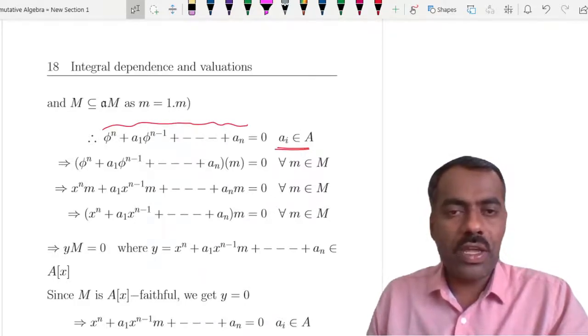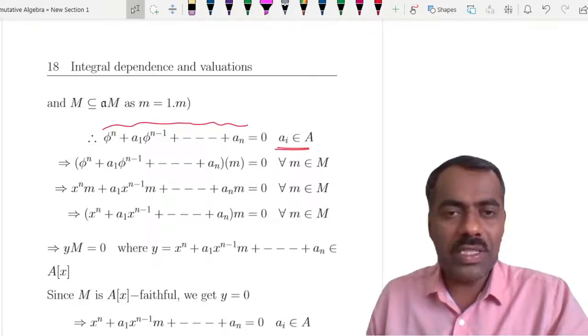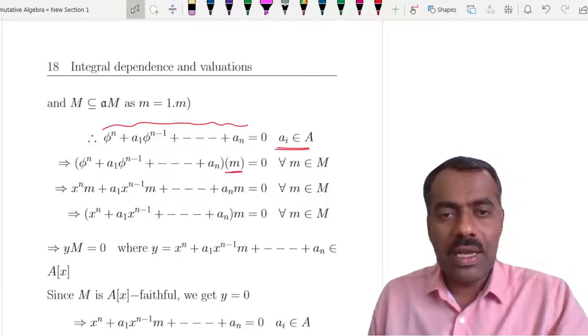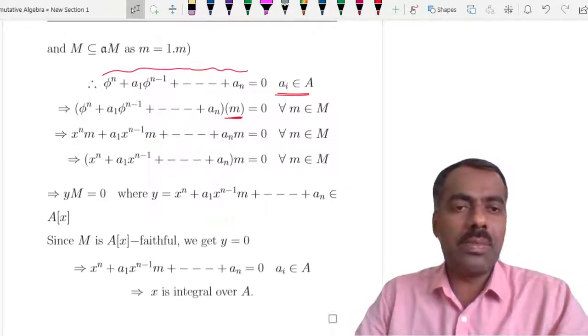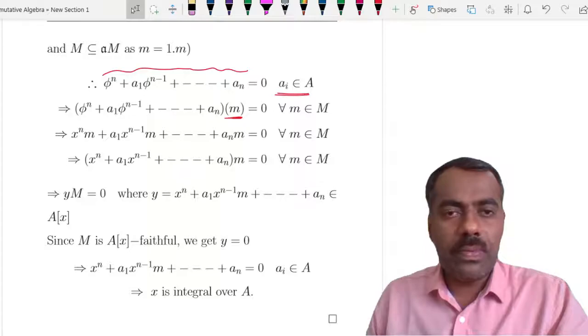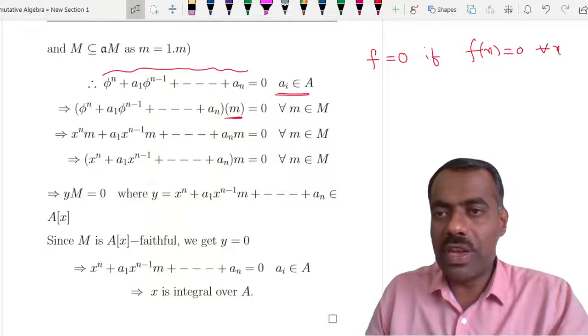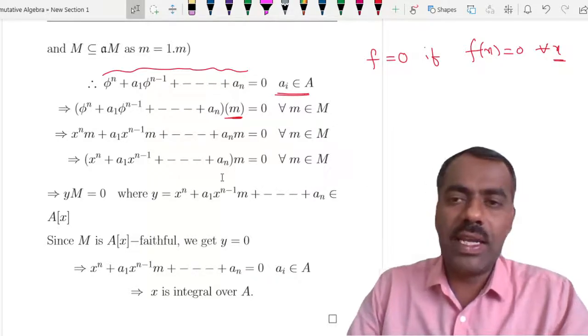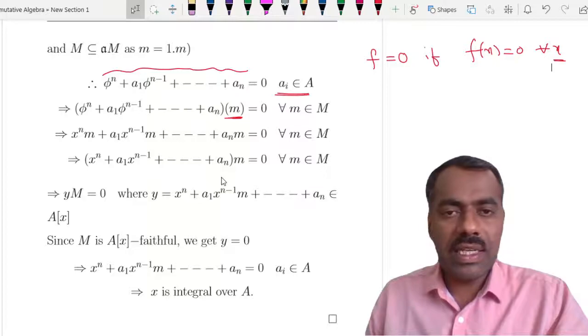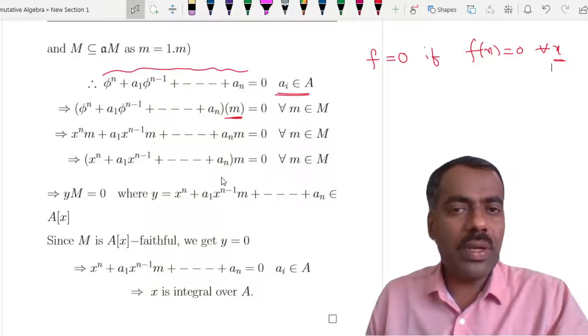Okay, so when we say that some map is a 0 map, every element is sent to 0. That means, just like f, we say that it is 0 if f of x is equal to 0 for every x coming from the domain, right? So if we use that, then it is applied for every m, it should be equal to 0.